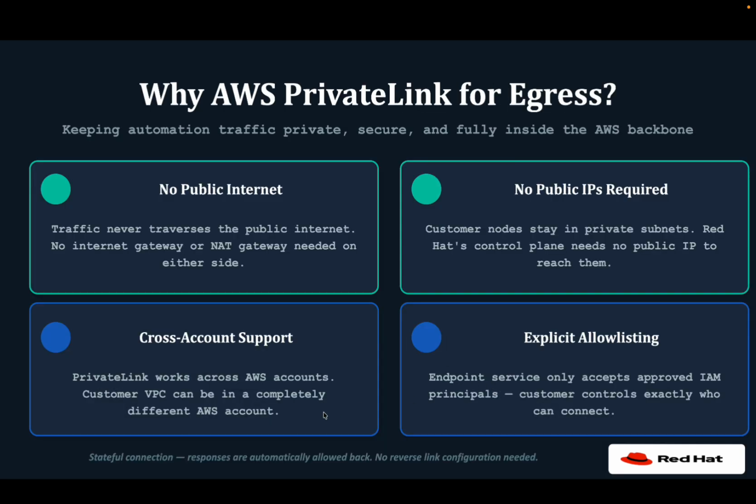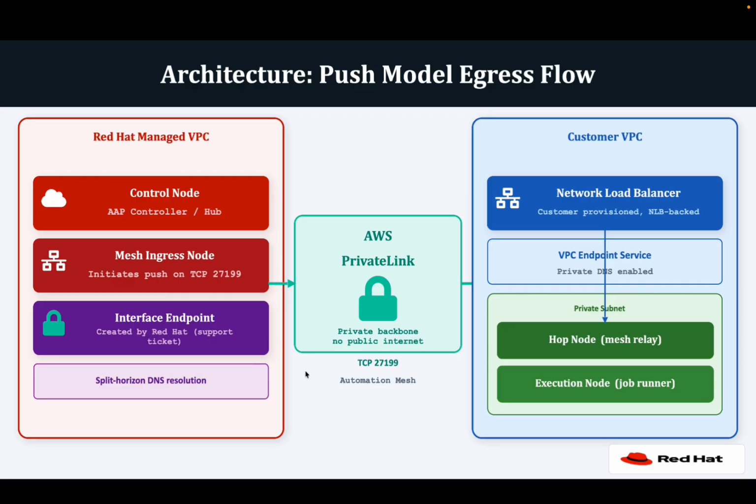Why do we use AWS PrivateLink for egress? AWS PrivateLink enables automation traffic to remain private and secure while staying entirely within the AWS backbone. It has a few benefits: no public internet, no requirement for public IPs, cross-account connectivity support, and explicit allow listing of AWS principals, which means customers maintain full control over which accounts can connect to their endpoint service. So let's understand the egress flow better.